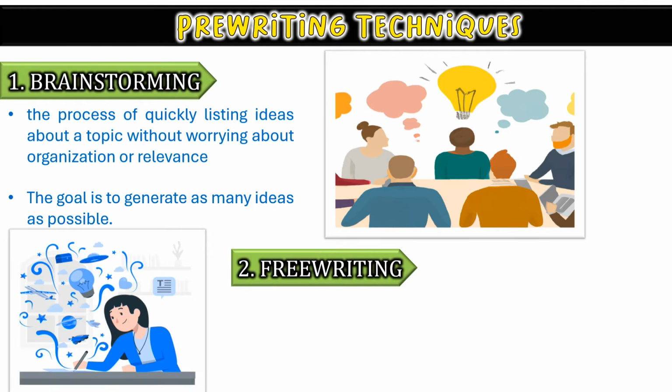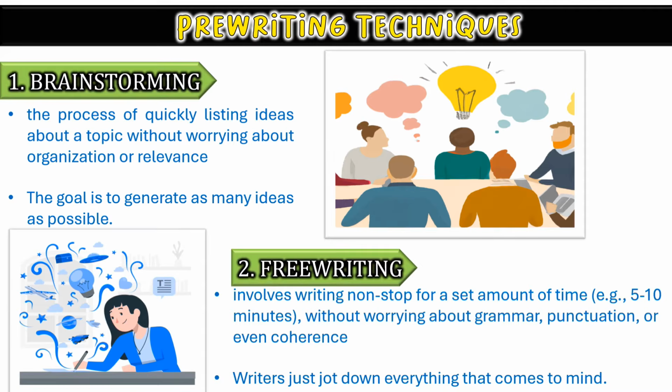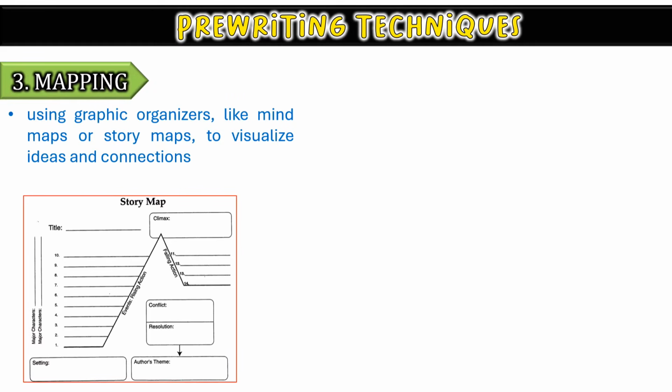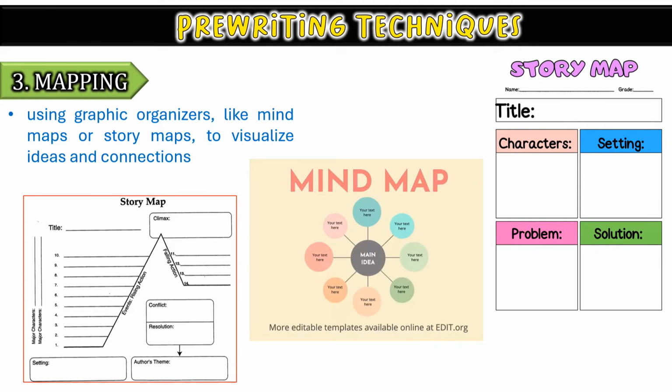2. Free writing. It involves writing non-stop for a set amount of time, for example, 5 to 10 minutes, without worrying about grammar, punctuation, or even coherence. Writers just jot down everything that comes to mind. 3. Mapping. It is using graphic organizers like mind maps or story maps to visualize ideas and connections.